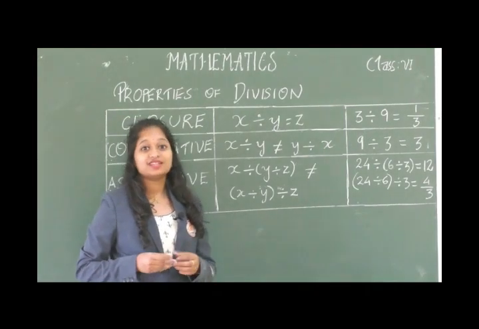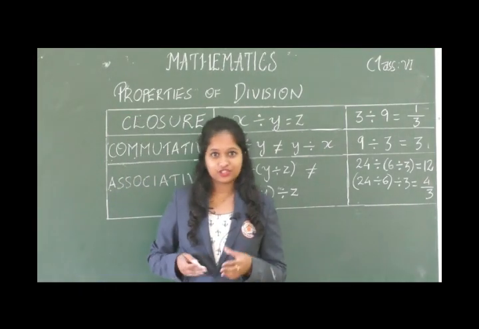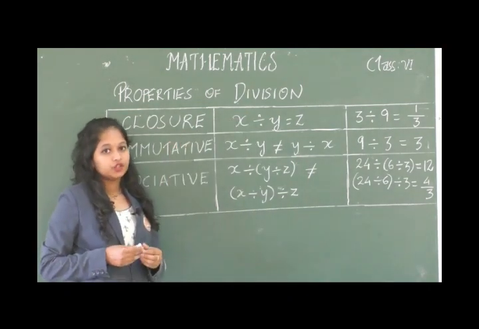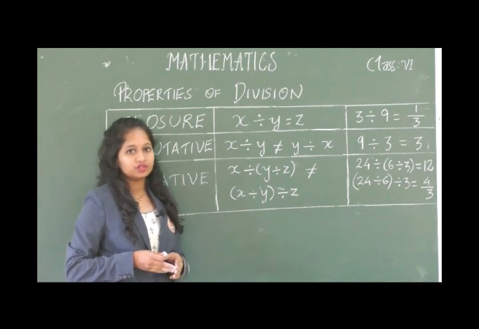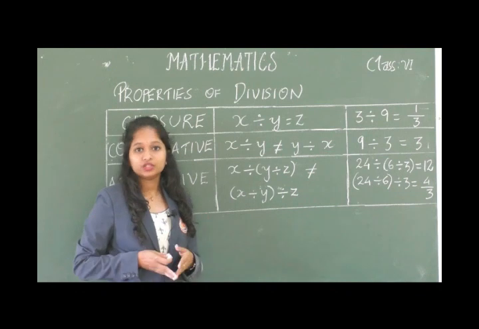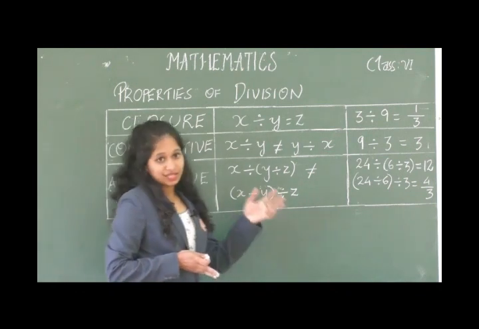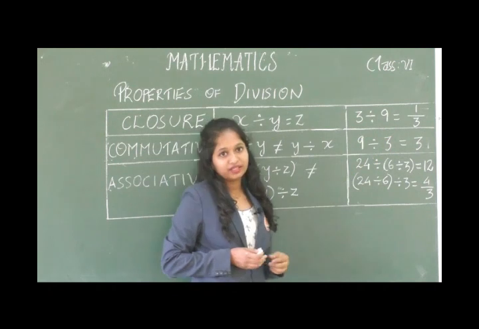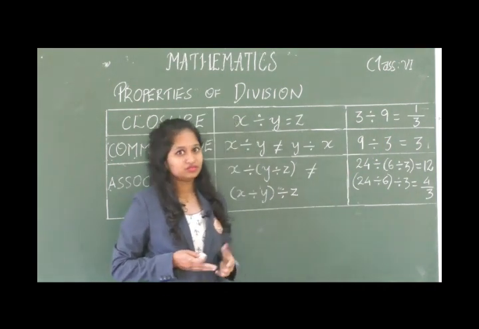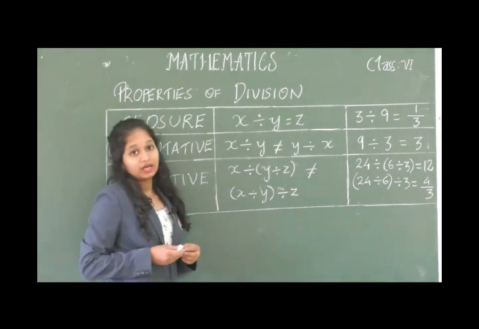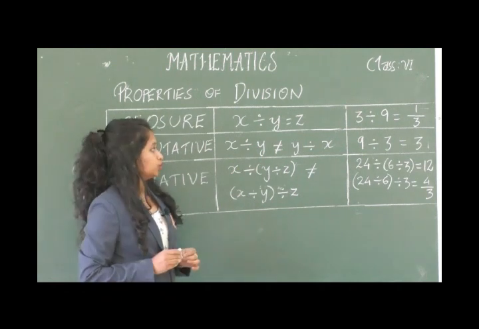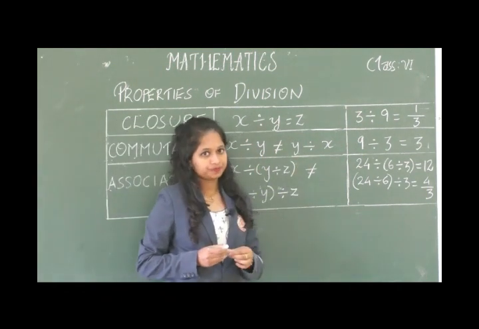At last, let's learn the properties of division. We have closure property. If you divide two whole numbers, it is not necessary to get a whole number. For example, 3 by 9, you get 1 by 3. Is 1 by 3 a whole number? No. In case of commutative property, x divided by y is not equal to y divided by x.